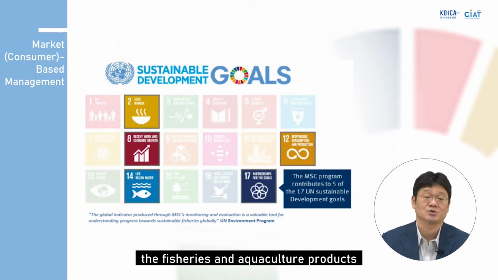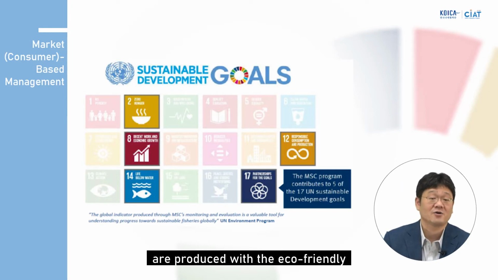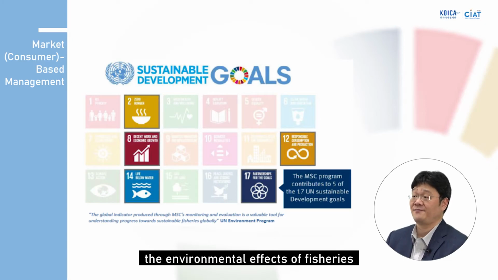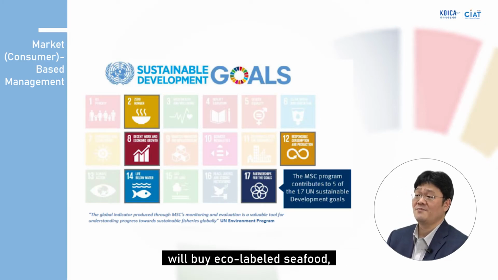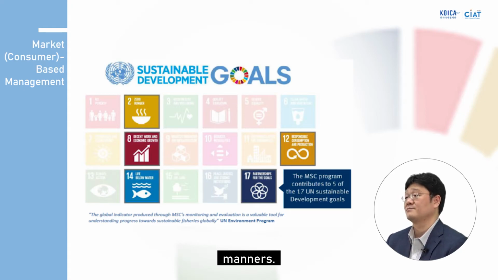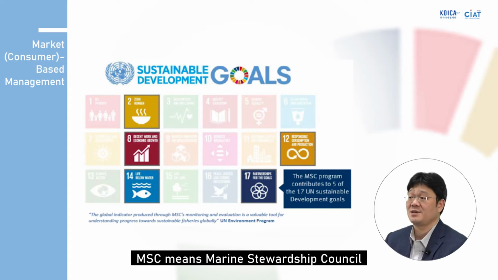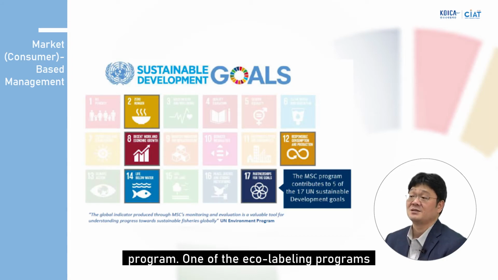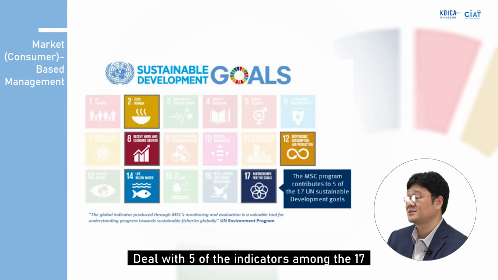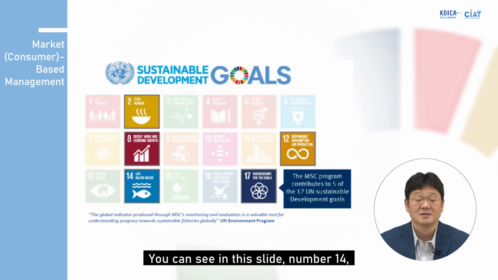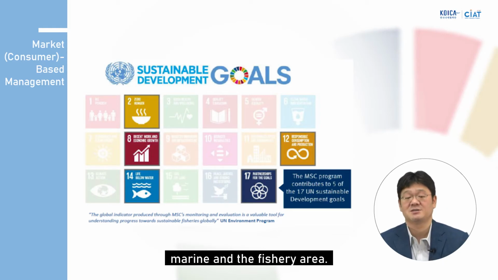The eco-labeling scheme certifies that fisheries and aquaculture products are produced in eco-friendly and socially appropriate manners. Consumers who are concerned about the environmental effects of fisheries and aquaculture will buy eco-labeled seafood, and it will drive producers to adopt eco-friendly and socially appropriate manners. The MSC program, Marine Stewardship Council, one of the eco-labeling programs, deals with 5 indicators among the 17 UN Sustainable Development Goals. You can see in this slide number 14, that is water, which means the marine and fisheries area.